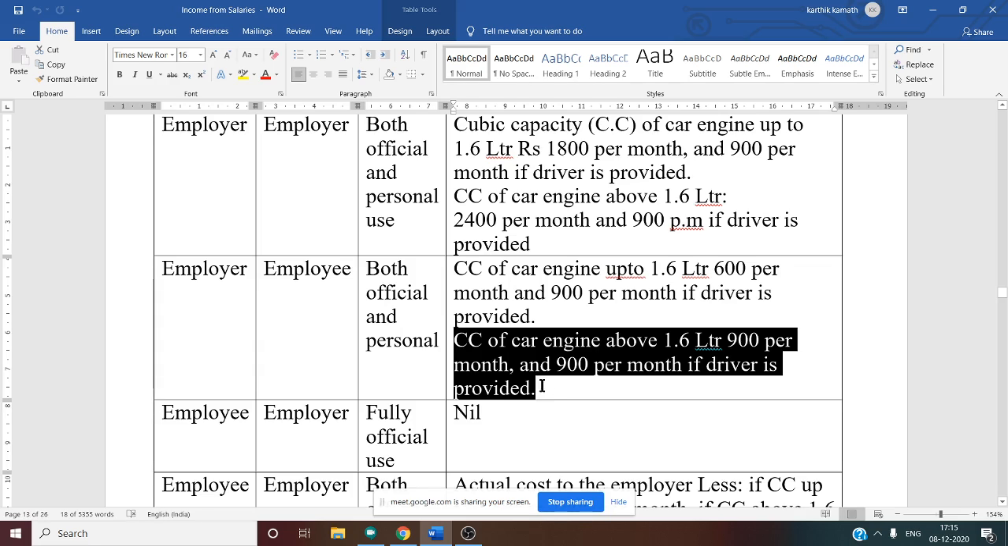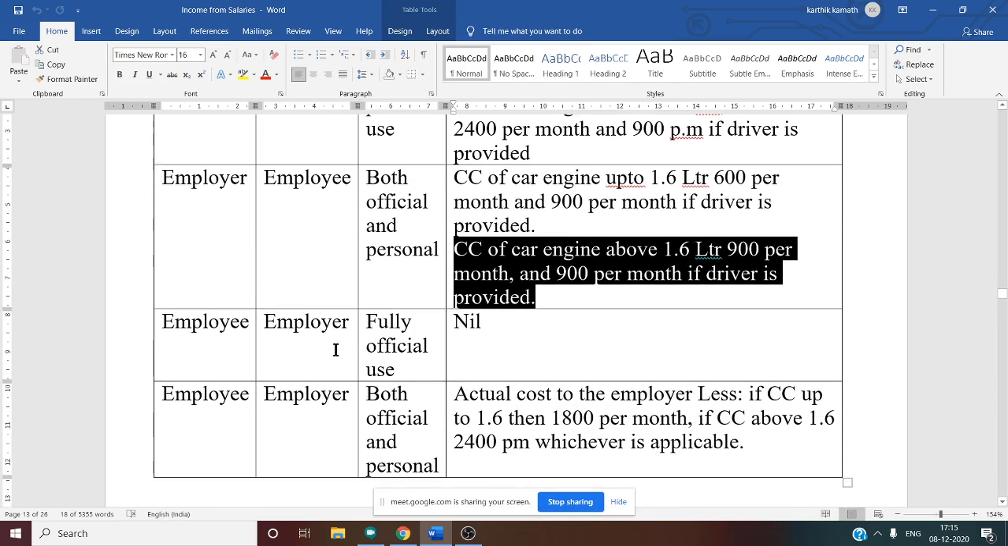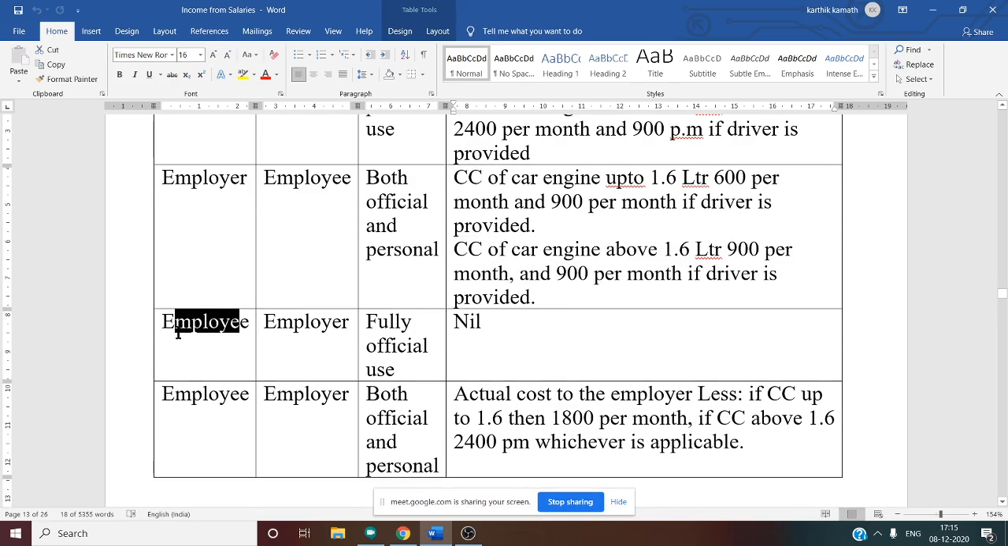That is clear. Now this is case number 4. Then if you see, the owner of the car is employee. Now car owner is employee and expenses are met by employer, and it is used for official purpose only or for business purpose only. In that case, there is no tax. That we have already discussed. Only for official purpose, there is no tax.